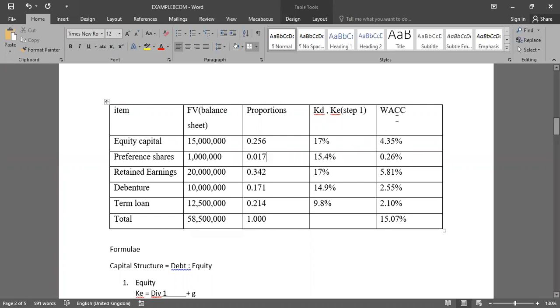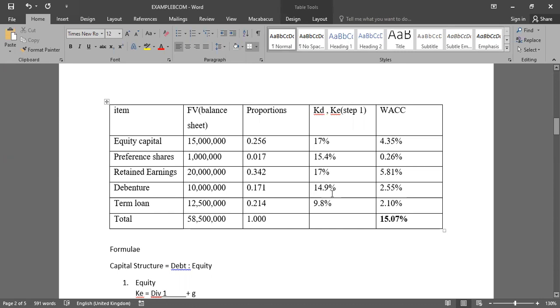To give you the weighted average cost of capital, you get the proportion times the specific cost of capital, which is here. You got them from step 1, what we did earlier. You have this answer here, 4.35%. In case of equity, if you get 0.256 times 17%, you have 4.35%. You do the same for the others, then later you add them together. So the weighted average cost of capital is this one, the one in bold.